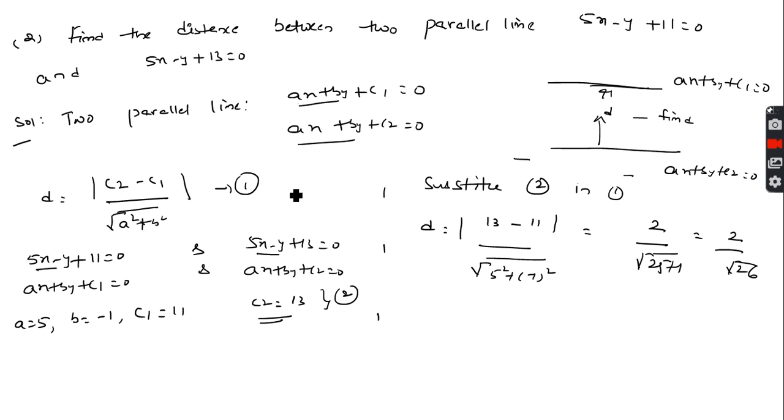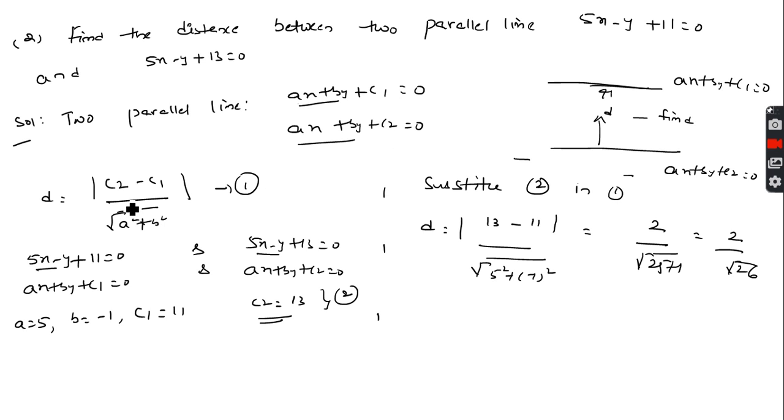So here this is the most important model. We need to find the distance between two parallel lines. When two lines are parallel, these two terms become the same: 5x minus y, 5x minus y. The form of two parallel lines is ax plus by, ax plus by. These two are the same, and the difference between these two lines is that the constants change. Here we have c1 and here we have c2.